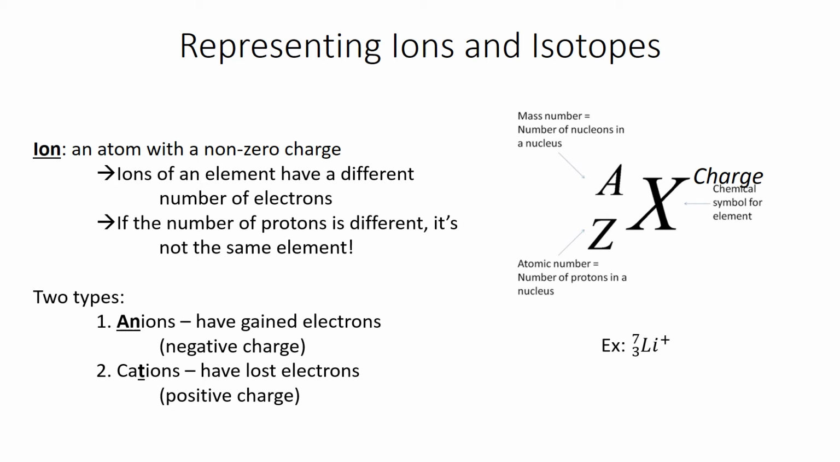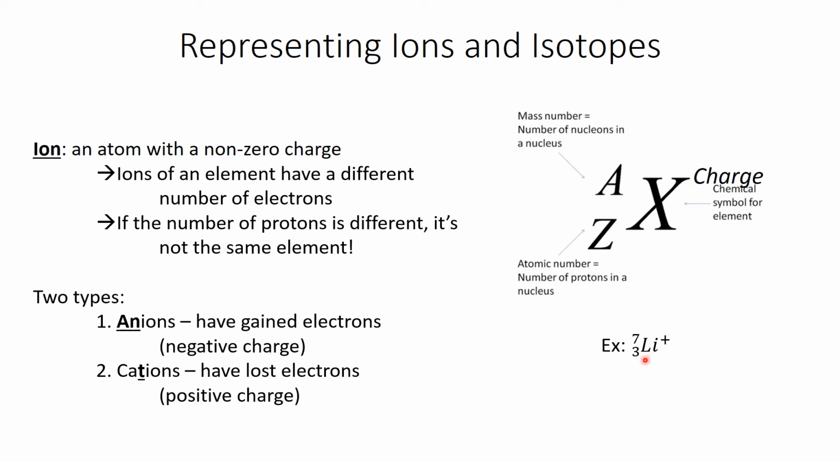So you can always write your element in this way. This X is the element symbol that you see on the periodic table. Z, the atomic number, goes in the lower left-hand corner, and that's the number of protons. The mass number, so the number of protons plus the number of neutrons in the nucleus, goes on the upper left corner, and the charge goes in the upper right corner.